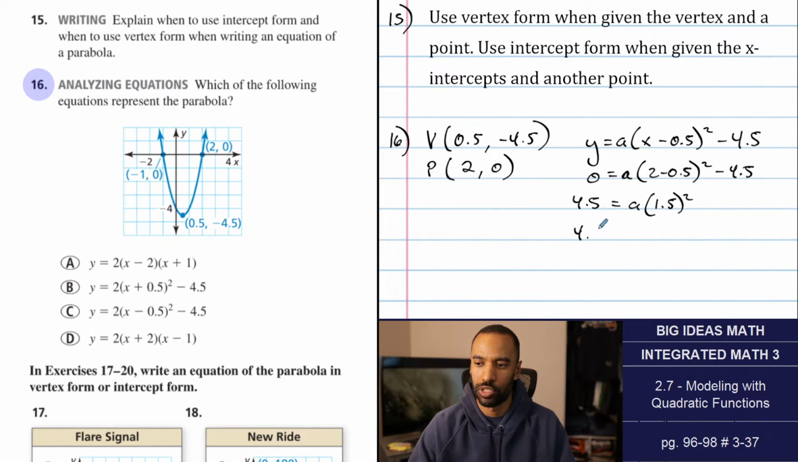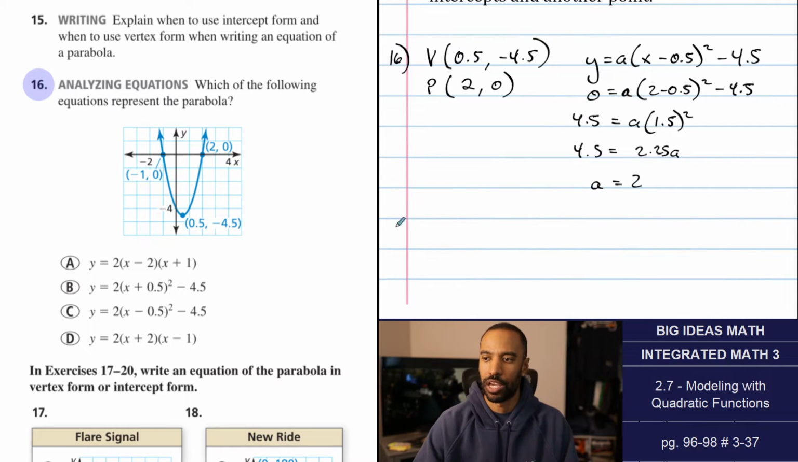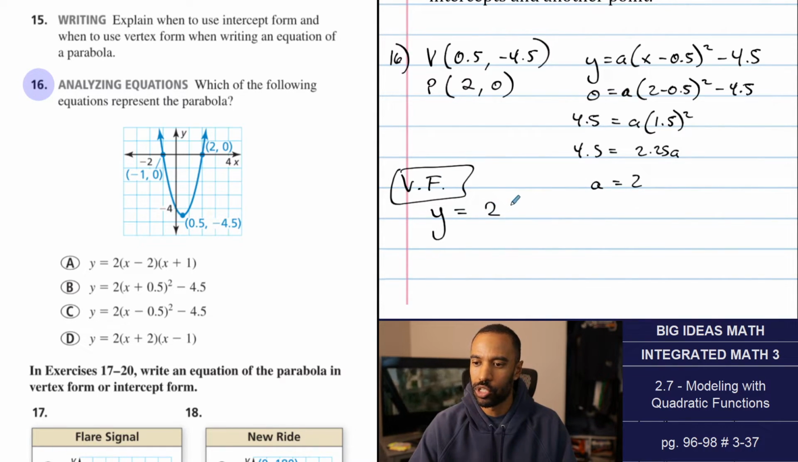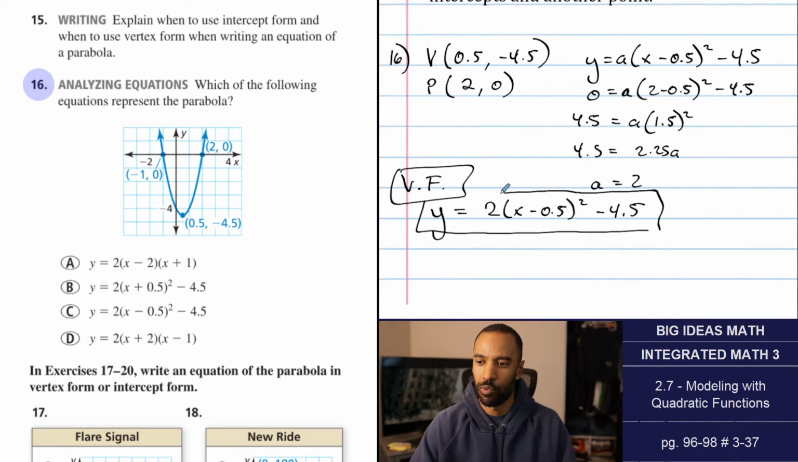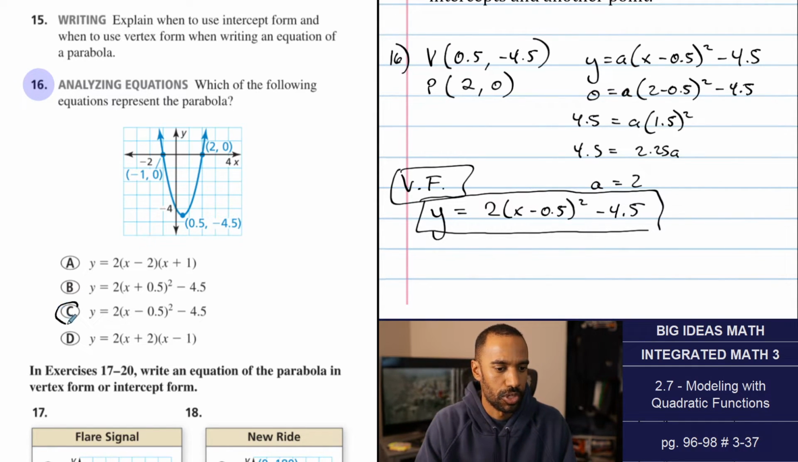1.5 squared is 2.25. And, whoops, let's write 2.25a. And 4.5 divided by 2.25 is 2. So a is 2. Therefore, the equation that we can write in vertex form is y equals 2 times x minus 0.5 quantity squared minus 4.5. So there's one of them. Which one does that match up with? C. So C is one of them.